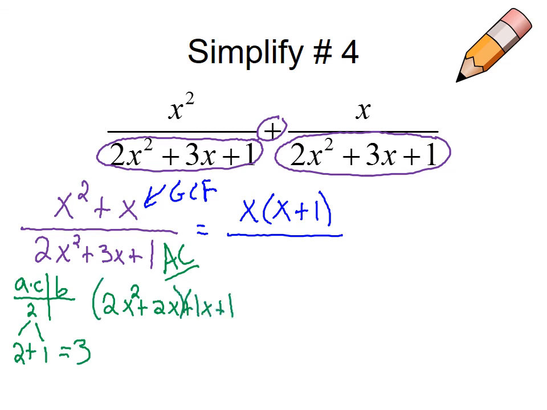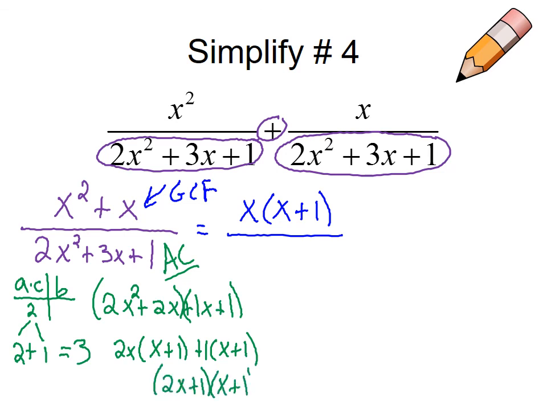Group my first two, group my second two. First one, I'm going to take out a 2x. I'm left with an x plus 1. Second one, I can just take out a positive 1, and I'm left with x plus 1. So I have 2x plus 1, and I have x plus 1. That's what's going to go in my denominator. So 2x plus 1, x plus 1.